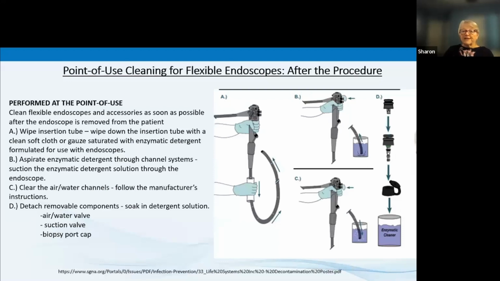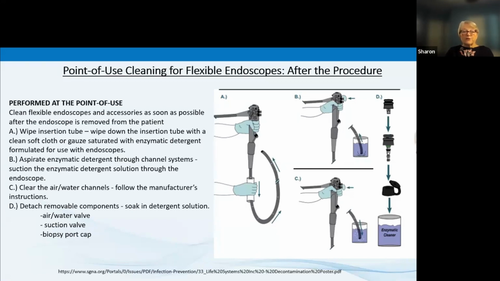Now, a little bit about flexible endoscopes. They have an increased risk of developing biofilm due to those long, narrow cannulas that can become contaminated during the procedure. At the point of use, flexible endoscopes and accessories should be cleaned as soon as possible after the endoscope is removed from the patient or the procedure is complete, before organic material has a chance to dry on the surface or in the channels.